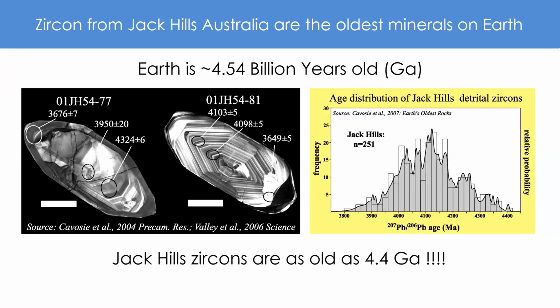So the reason we know that Earth is roughly 4.6 billion years old is because of the oldest minerals on Earth that we've found. These are from the Jack Hills area of Australia. These are zircons, and based on looking at the half-life of lead in these zircons, we could figure out that Earth is at least 4.6 billion years old.